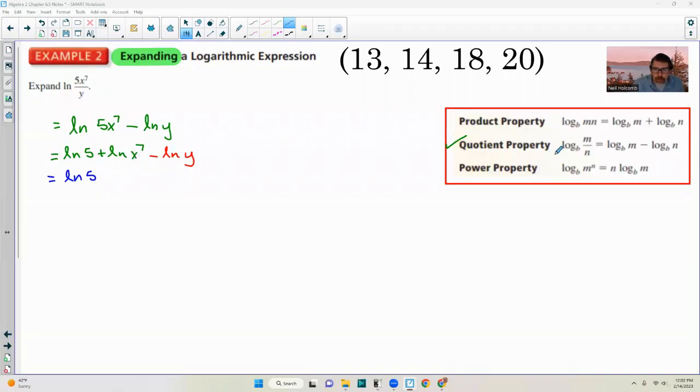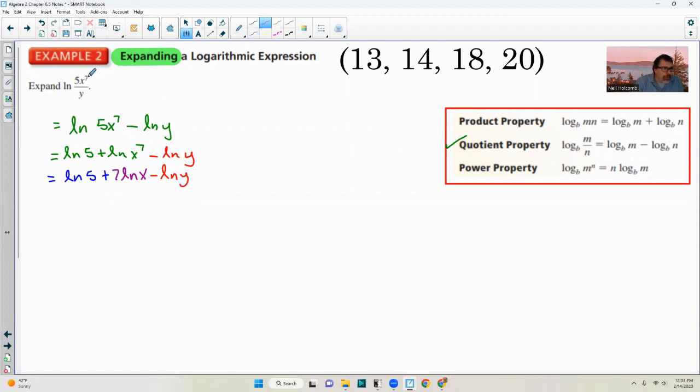Okay, so I have the natural log of x to the 7th. My n in this case is 7. That gets moved out in front. So this is going to become plus, the 7 goes out in front. So that's going to become 7 natural log of x. And then this minus natural log of y just comes for the ride.